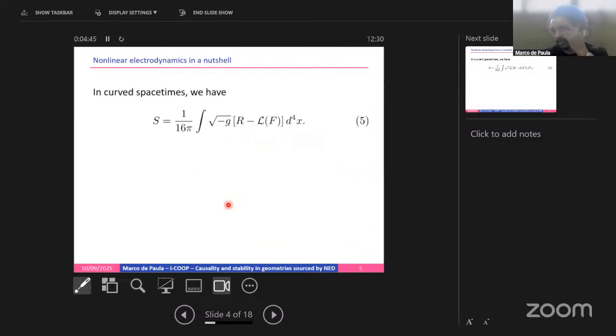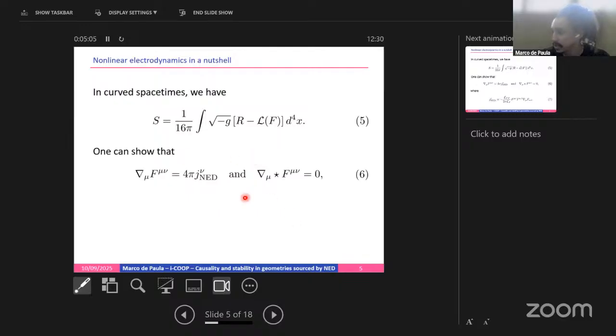So in this situation, we have this action here. This is basically the Ricci scalar associated with the Einstein-Hilbert action plus the term associated with nonlinear electrodynamics. So the idea here is to obtain black hole solutions in this configuration. By extremizing this action, you can obtain the Maxwell's equations, but now written in a more compact, more elegant form. We have it given in equation 6 here.